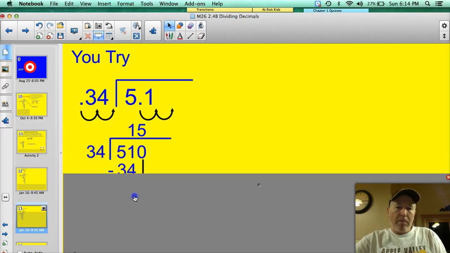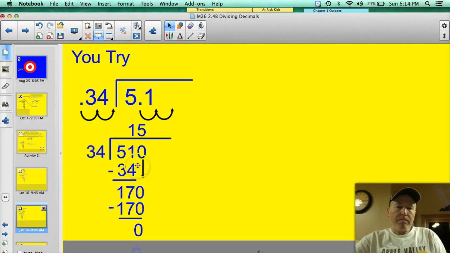When you reset the problem and move the decimals, you have 510 divided by 34. 34 goes into 51 one time. If I subtract away, I have 17. Does 34 go into 17? No, it does not. Bring that 0 down. Does 34 go into 170? Yes, it goes in there 5 times. So 5 times 34 is 170. My remainder is 0. So my quotient is 15.